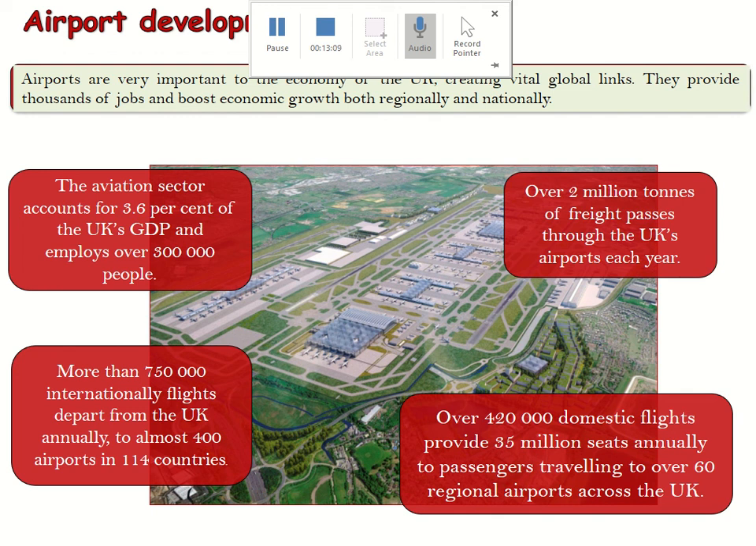750,000 international flights depart from the UK annually. 2 million tons of freight, which is the trade, the goods, pass through the UK's airports each year, which is a huge, huge amount indeed.